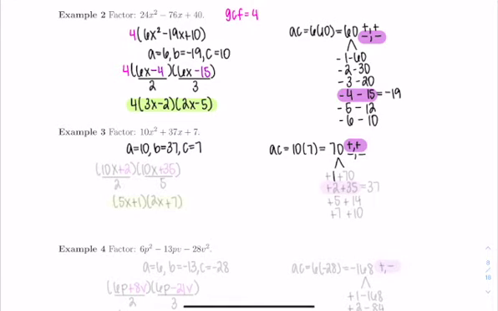So factors of 70 are 1 and 70, 2 and 35, 5 and 14, 7 and 10, and that's it. We know that they are both positive numbers, and we're looking for the combo that gets me to positive 37, which is going to be the 2 and the 35.